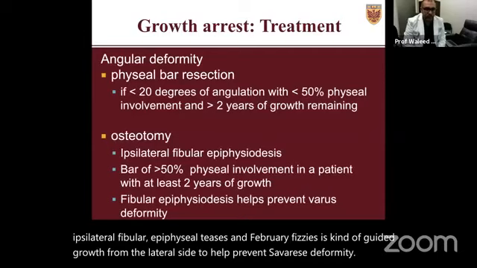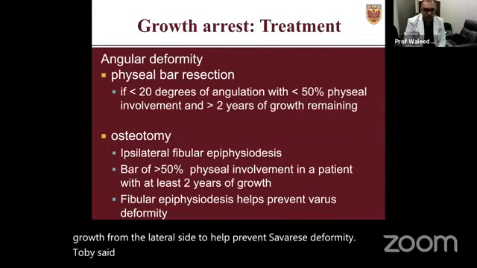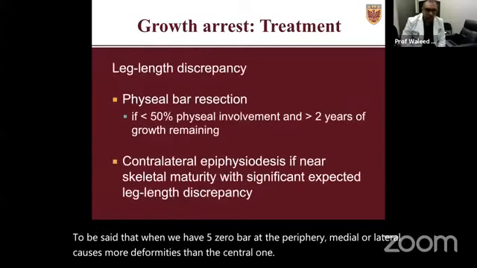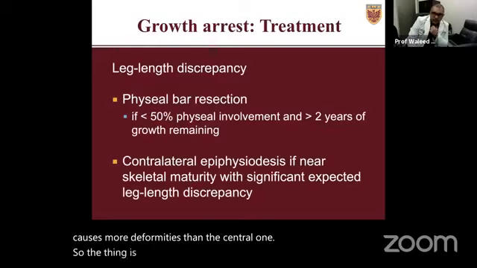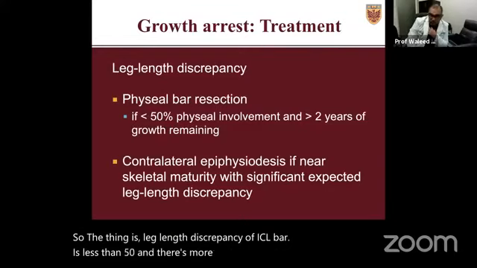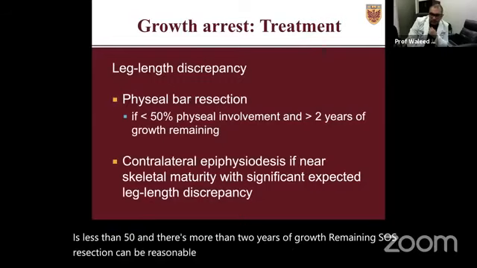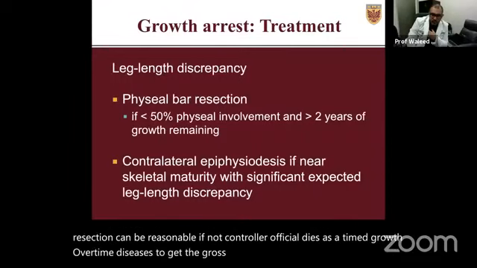It has to be said that when we have a physeal bar at the periphery, medial or lateral, it causes more deformities than the central one. The other thing is leg length discrepancy. If the physeal bar is less than 50% and there's more than 2 years of growth remaining, then resection can be reasonable. If not, contralateral epiphysiodesis as a timed epiphysiodesis to get the growth matching will be the proper treatment, and it's a different topic.